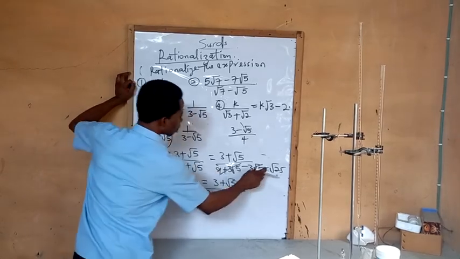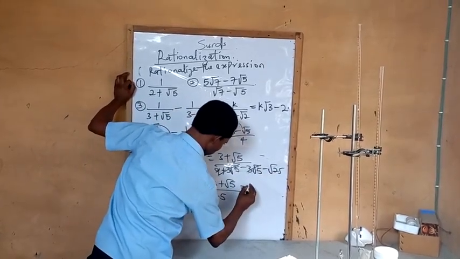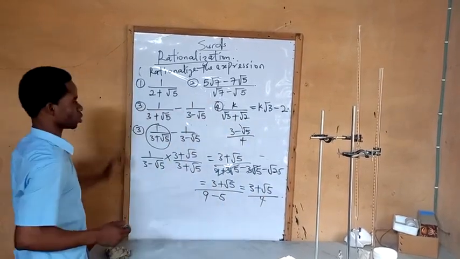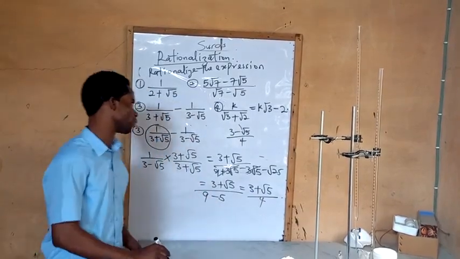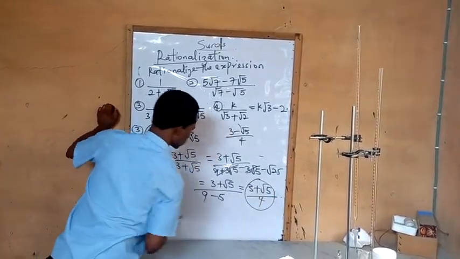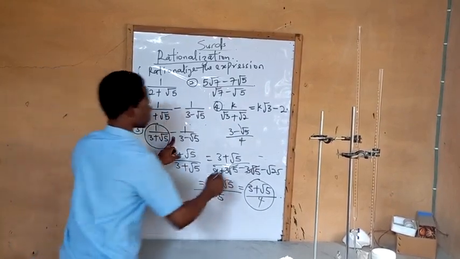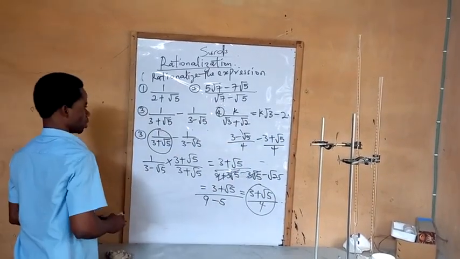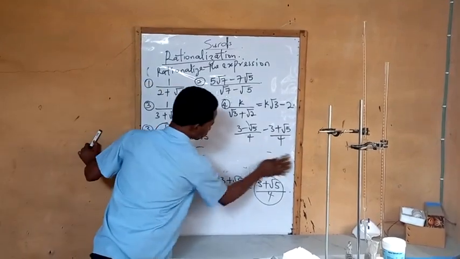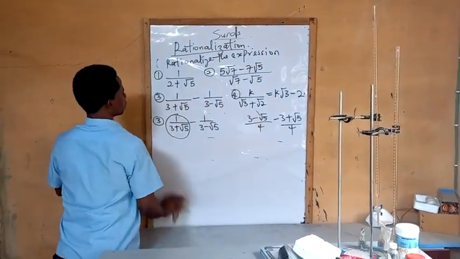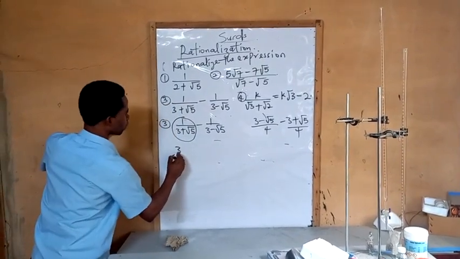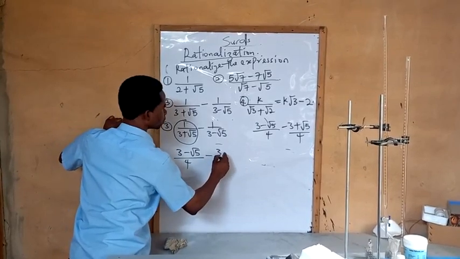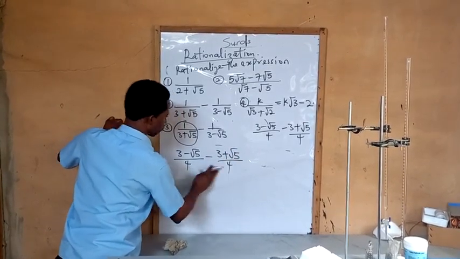So that is 3 plus root 5 all over, you know, this cancels this. You have a 9 minus 5. 3 plus root 5, 9 minus 5, that is 4. So this one gives me 3 plus root 5 over 4. So that's what the second one gives me. Don't forget the minus. Minus 3 plus root 5 over 4. So the first one gives me 3 minus root 5 over 4, minus the second one, 3 plus root 5 over 4.